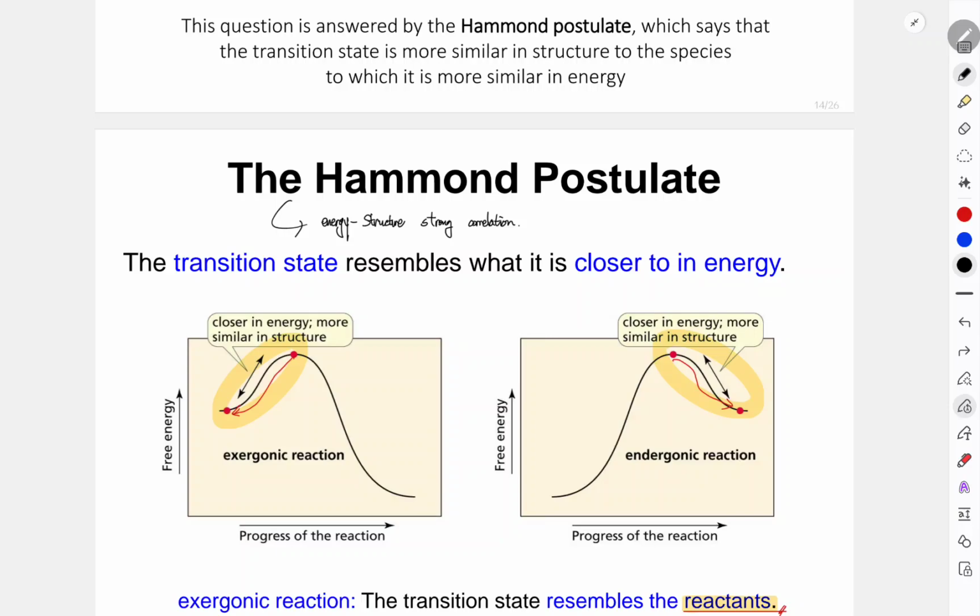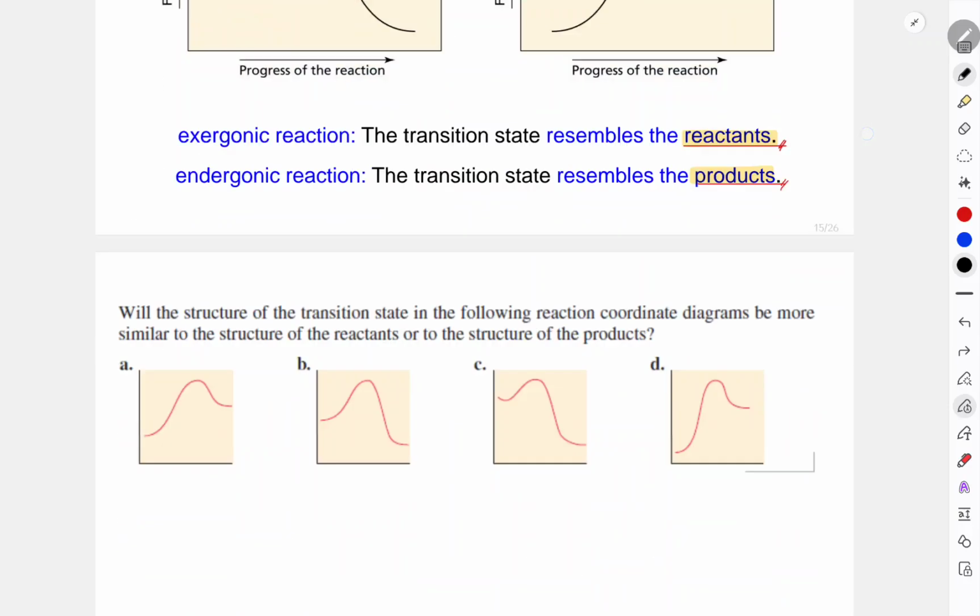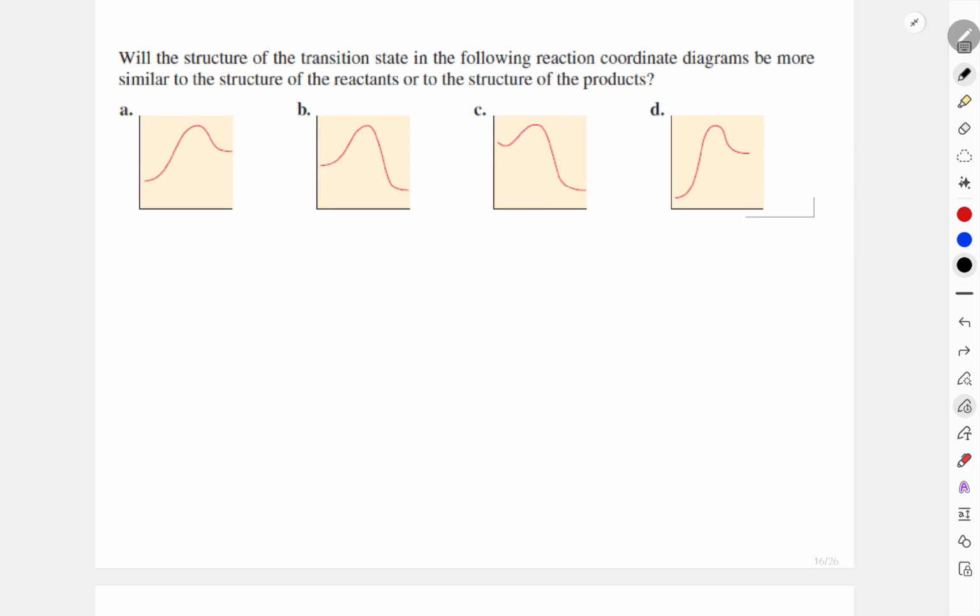Okay, that is about the Hammond postulate. And will the structure of the TS in the following reaction coordinate diagram be more similar to the structure of the reactants? It's a product, reactant, product.